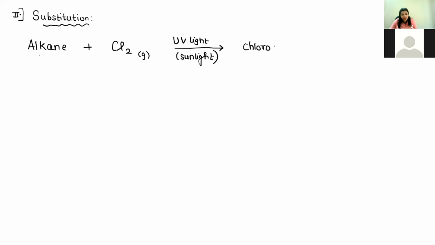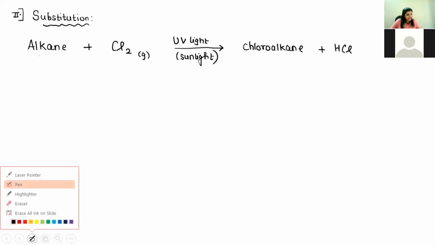The general equation is: any alkane reacts with chlorine gas. Very important, the condition is UV light, or you can also write sunlight. The product you will get is chloroalkane plus HCl, that's hydrogen chloride. So let's take an example.